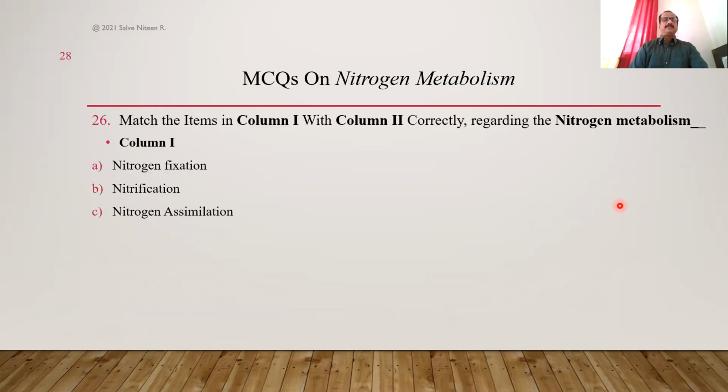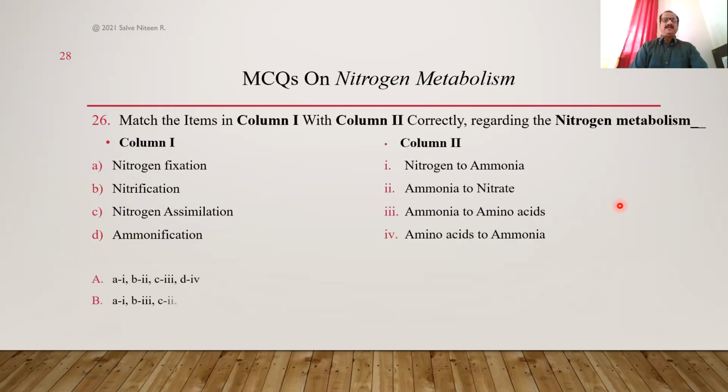Okay, again matching type question. Column 1, column 2 is given, and you have to match the two columns exactly. Nitrogen fixation is conversion of nitrogen to ammonia. Ammonia to nitrate conversion is nitrification. Ammonia to amino acid formation is called as nitrogen assimilation or amination. And amino acids are converted to ammonia during the decomposition or decay process, that is called as ammonification. So all options are correctly matched. A, B, C, D, 1, 2, 3, 4. So here the correct option is, answer is option A.